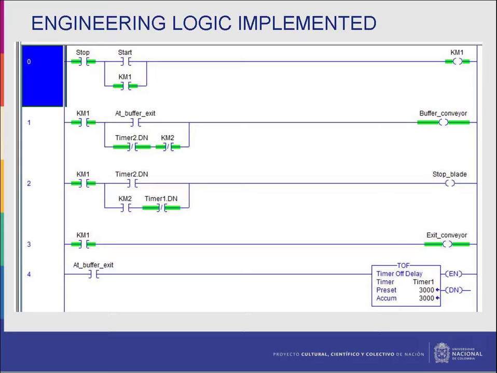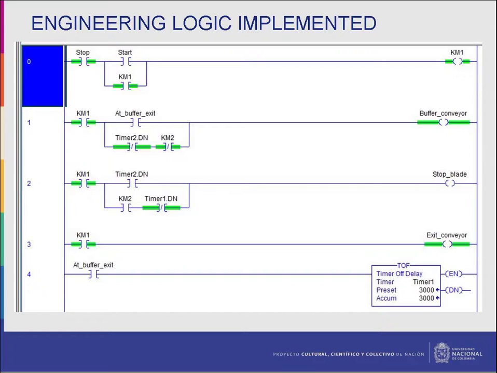In step 1, if kn1 is on, there is a startup, and at buffer exit is on, there are no boxes at the end of the conveyor, or if kn1 is on, there is a startup, and timer 2 done is off, and kn2 is off, it will activate the buffer conveyor. In step 2, if kn1 is on, there is a startup, and timer 2 done is on, or kn2 is on, and timer 1 is done. If off, the center blade is activated.